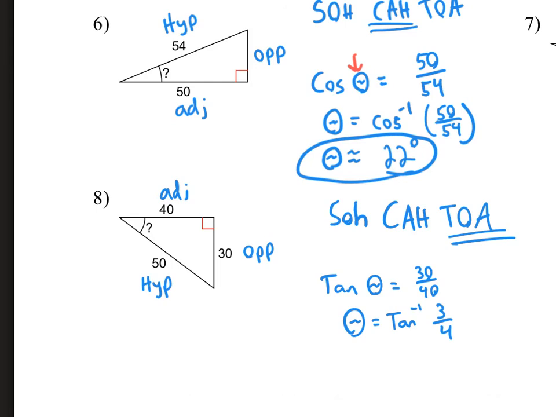is 36.86. So 36.8 is going to round up to approximately 37. Whoop. Let me just erase that. Make it approximately 37 degrees. Good job, everyone. All right, good luck.